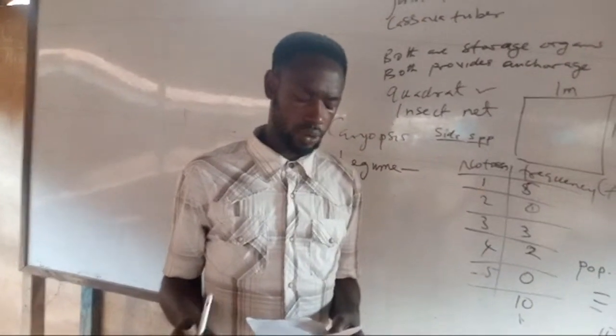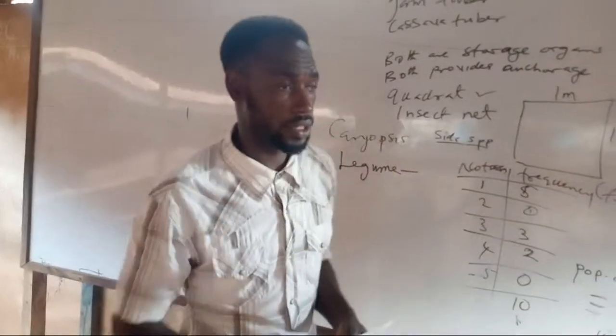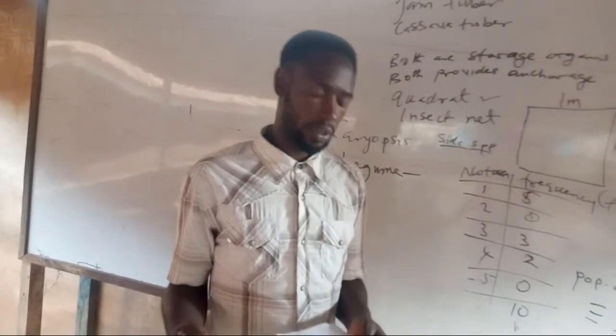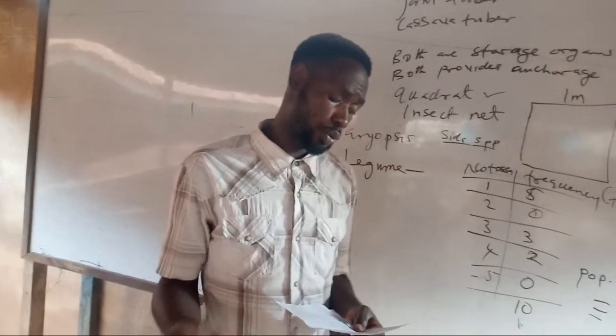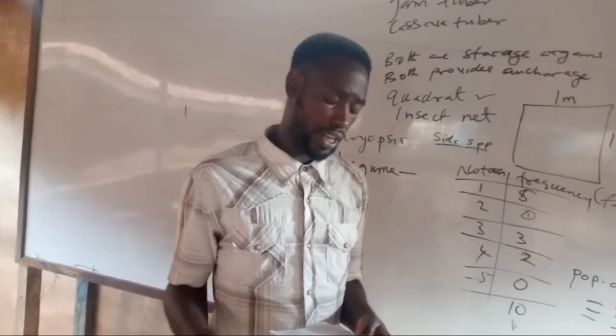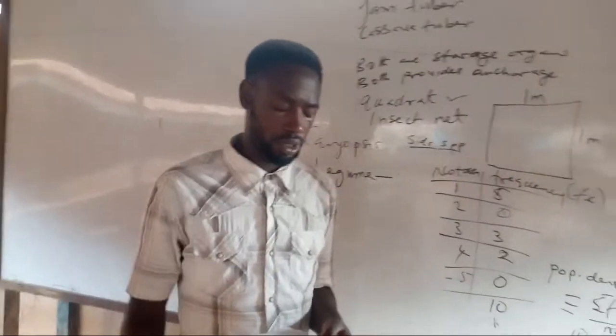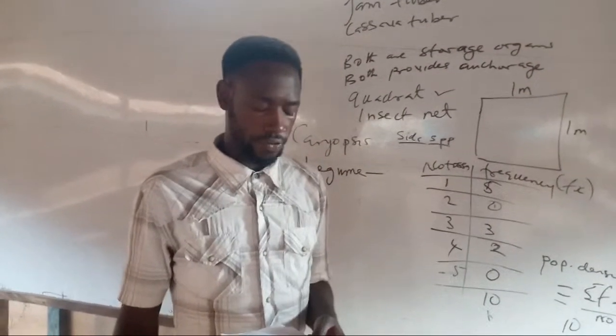So, the actual function of the contour feather is to maintain the shape of the bird, give it shape, and also help in beautification. Then, the quill feather is for flight. If they ask you to draw that, maybe in another streaming, you will see how to draw these feathers.